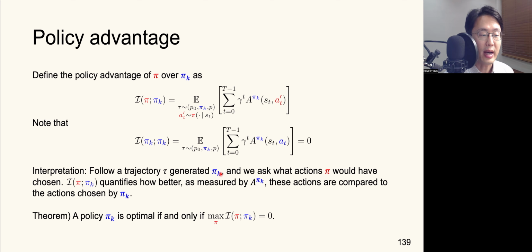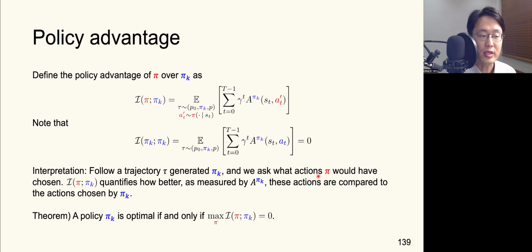And the policy pi k will then choose an action to continue the trajectory. But as we visit these states, policy pi k will choose an action, but we will also ask on the side policy pi, what actions would you have chosen? We're not going to follow those actions. We're going to follow the actions as chosen by pi k. But dear policy pi, what would you have chosen?